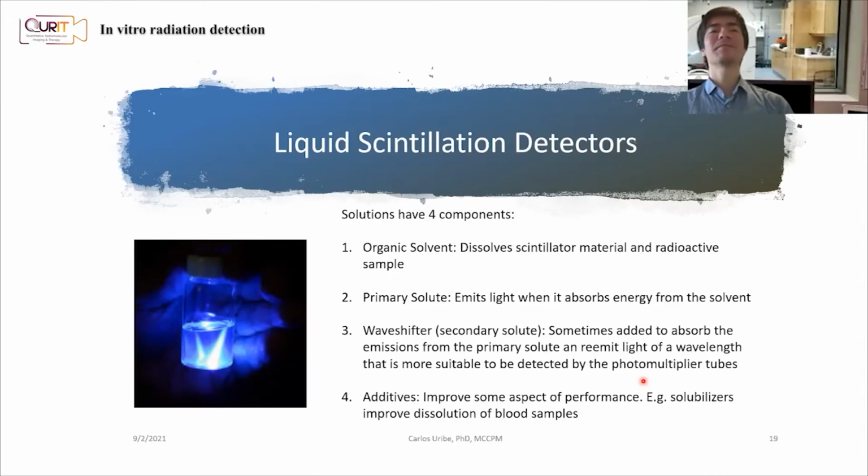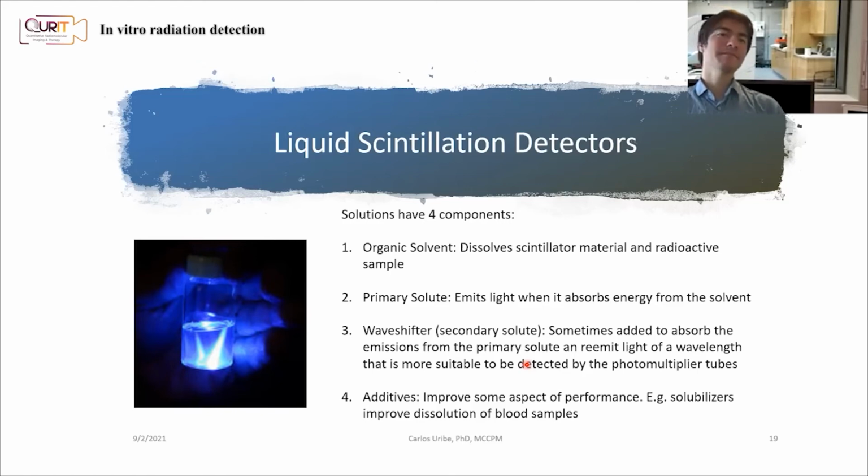Now, sometimes there's something called the wave shifter, which is basically a secondary solute. So this is typically added to absorb the emissions from the primary solute, but then it re-emits light in a wavelength that is more suitable to be detected by the photomultiplier tube. So if we don't like the wavelength of the primary solute, maybe it's not very easy to detect, or our detector is not as efficient for that particular wavelength, we can add this wave shifter to have emissions that are easier to read.